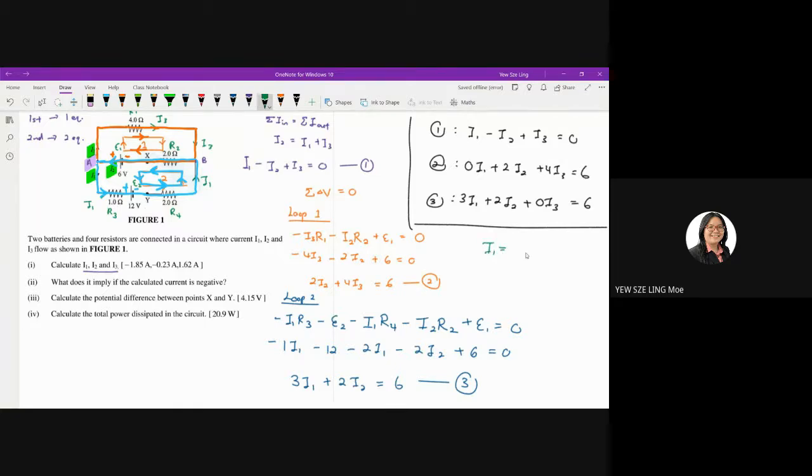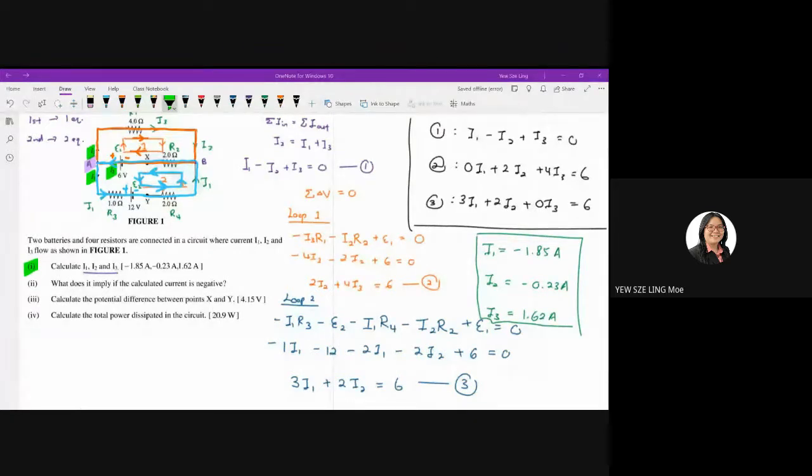I1 is equal to negative 1.85 ampere. I2 is equal to negative 0.23 ampere. I3 is equal to 1.62 ampere. See whether you can get this set of answers or not. All right, now I give you 3 minutes to complete question 1 before we move to question 2. Question 1, you solve it first. If you cannot get the answer, you let me know. All right, 3 minutes for you to try it, to solve it, to complete it.